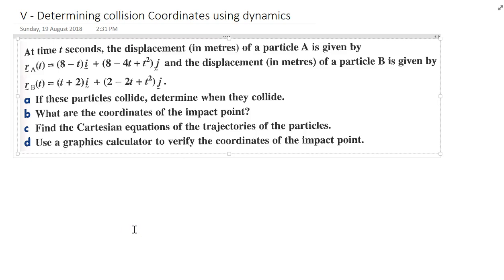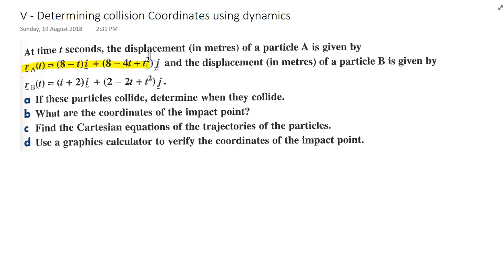All right, so in dynamics questions, it's only a matter of time before things start running into things. So here we have a particle A with this vector equation, and particle B with another vector equation. And if these particles collide, determine when they collide.